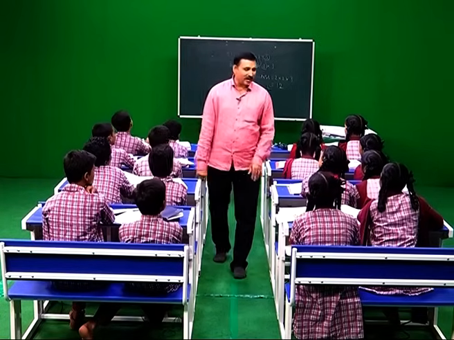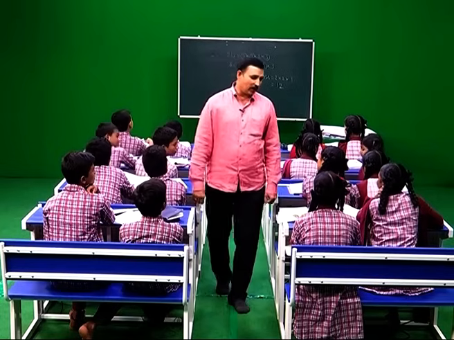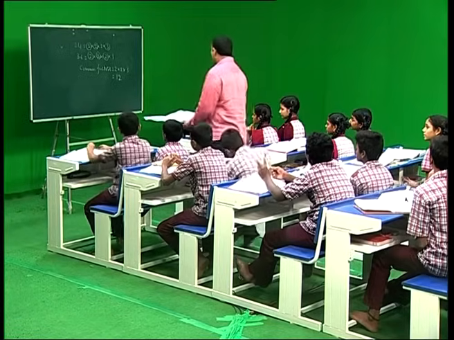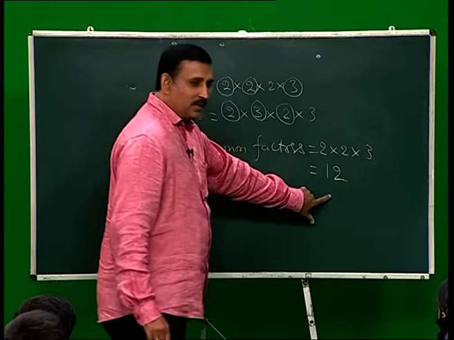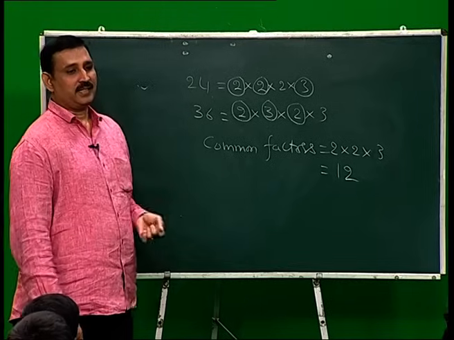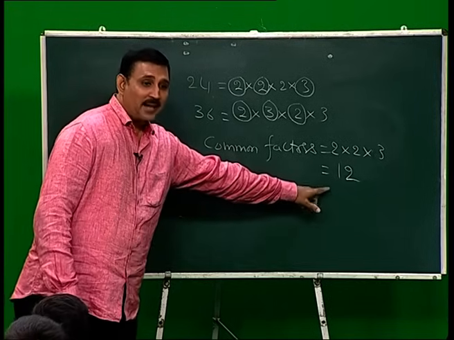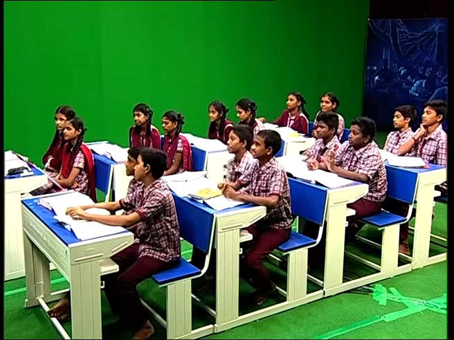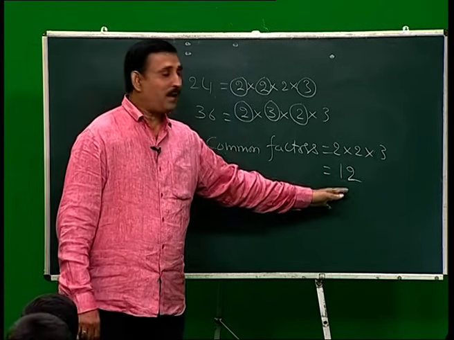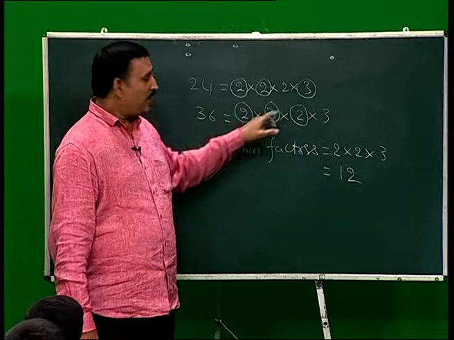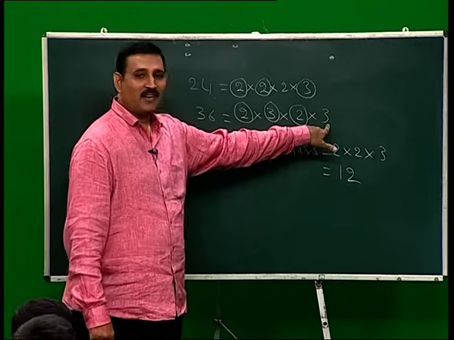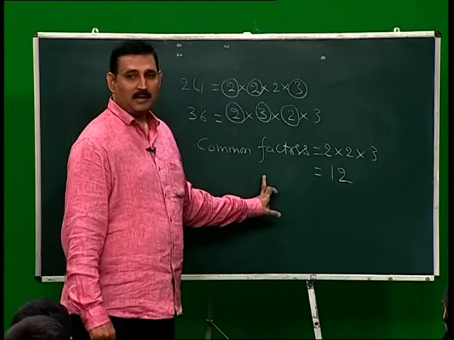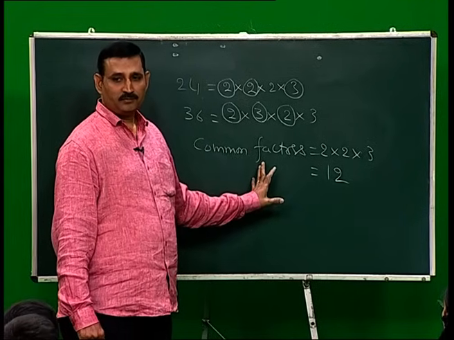I considered the common factors and found their product. Then that will become the highest common factor. Highest common factor means it is the largest number that can divide both 24 and 36. If you divide 24 by 12, it is divided 2 times. If you divide 36 by 12, it is 3 times. That is the way in which we can get the common factors. Is it clear?